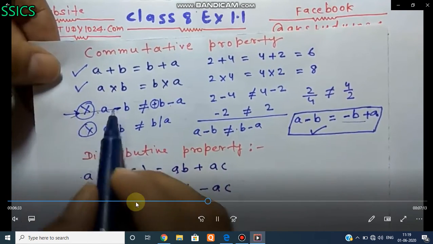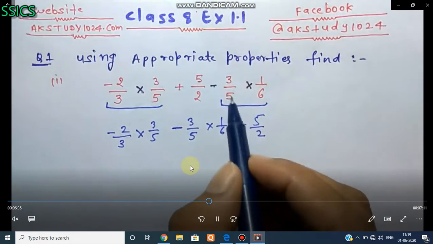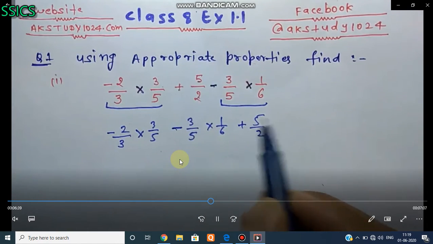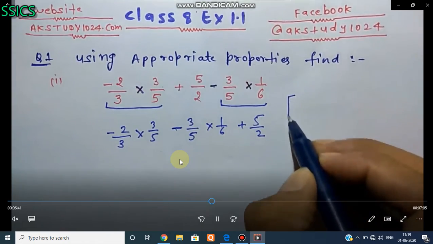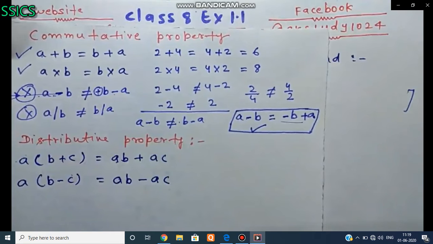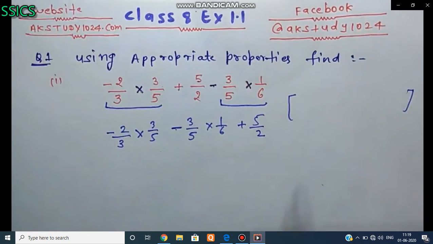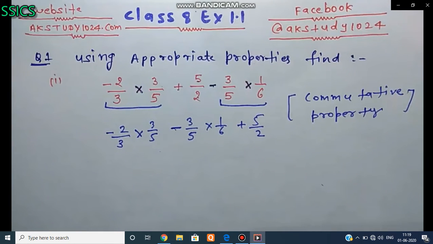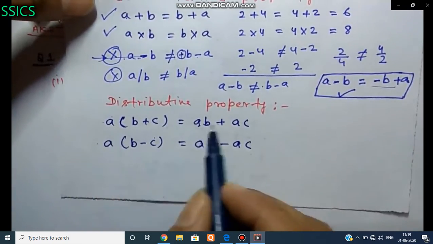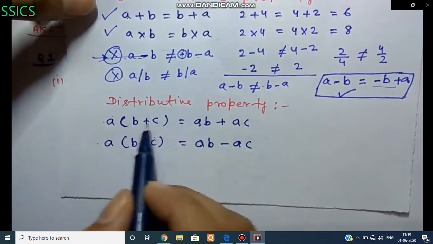Next is 3/5, minus 3/5. The signs remain the same as they are and I did not change any signs. So we rewrite these terms using the commutative property. Next, we take out the common term by the distributive property.